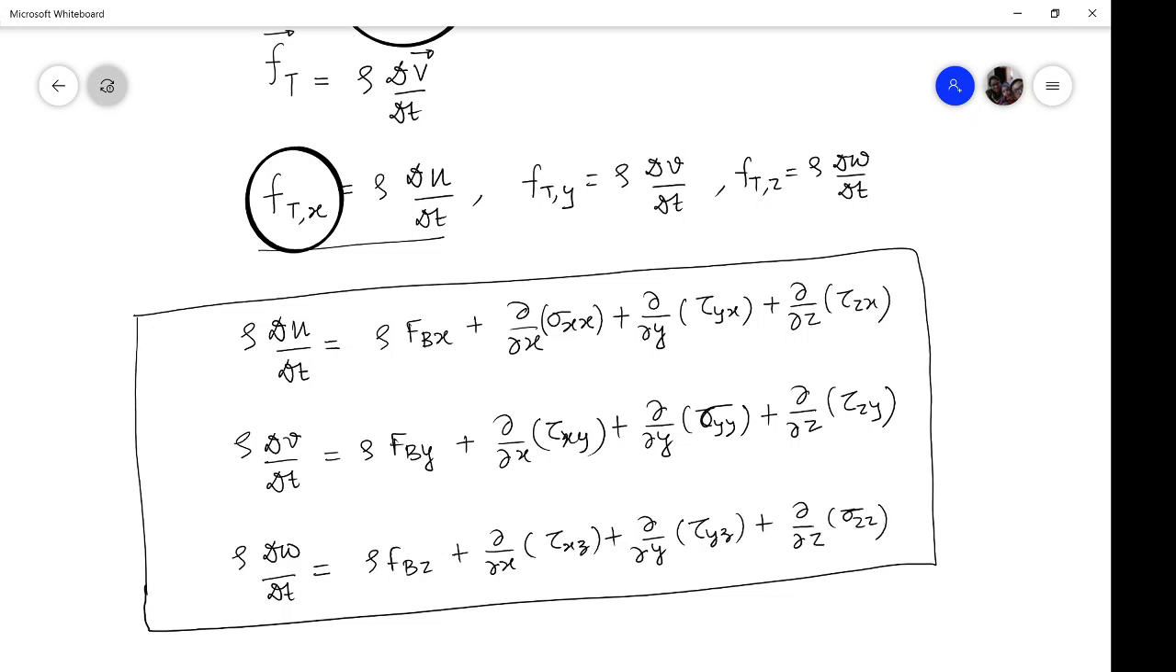Okay, I hope till this point it is clear to you how to relate the velocities with the stresses. So this equation is your momentum equation or the Newton's second law in terms of stresses. But friends, what is important is that we should know everything in terms of velocity.